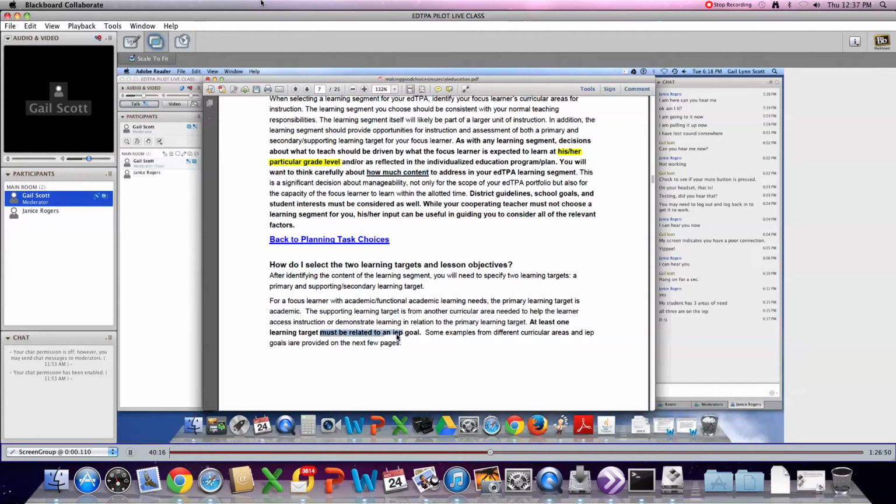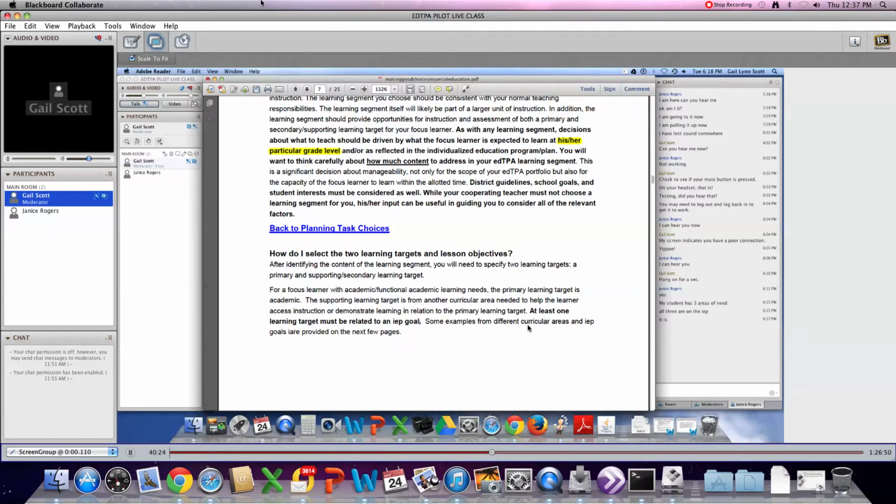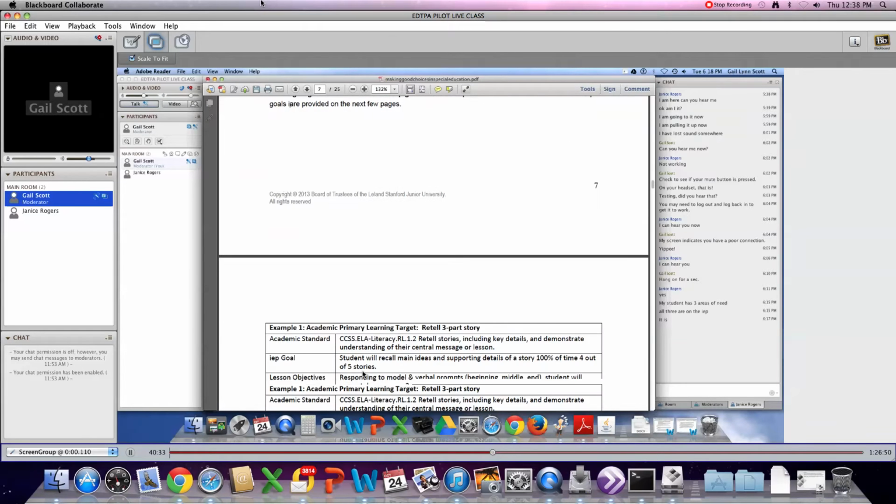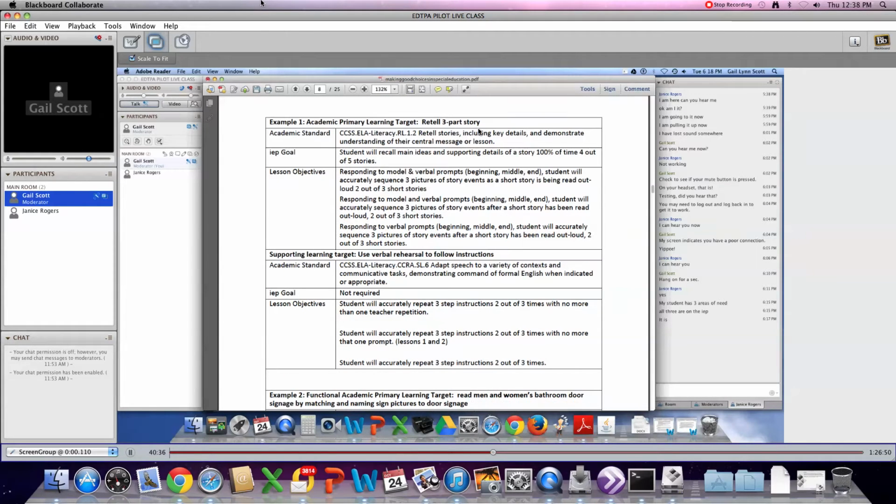One of the learning targets related to an IEP goal, Janice, you said you were good to go on that. And then examples from different curricular areas and IEP goals are provided on the next few pages. So bless them that they did this for us. Okay, they have all kinds of examples here. Here's a retelling a three-part story. Here's the standard, here's the IEP goal, here's the lesson objectives. Here's the learning target, here's the academic standard, here's the IEP goal not required for the supporting learning target.